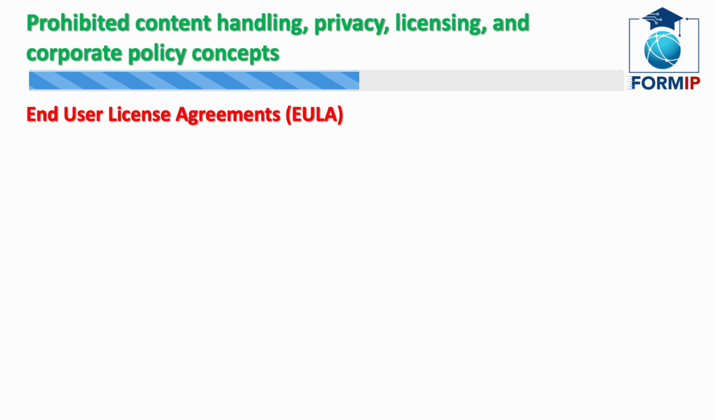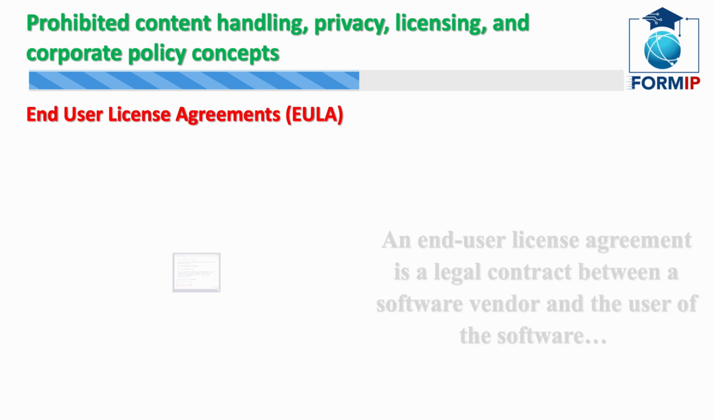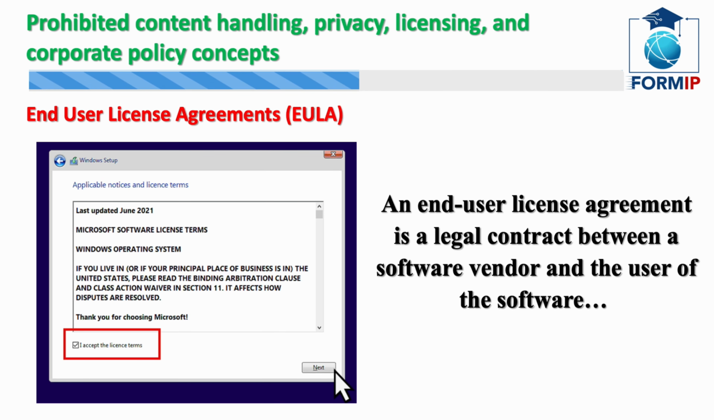End User License Agreements, EULA. Let's move on to End User License Agreements, EULAs this time. An End User License Agreement is a legal contract between a software vendor and the user of the software. A EULA details the rights and restrictions that apply to the use of the software.